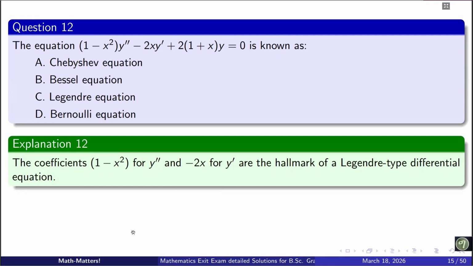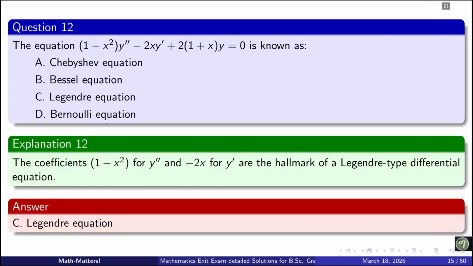In the Legendre type differential equation, 1 minus x squared is the coefficient of the second derivative, and we have minus 2x for the coefficient of the y derivative. Therefore, they are fundamental for Legendre type differential equation. Therefore, this is a Legendre type differential equation, and the answer for this one could be C.